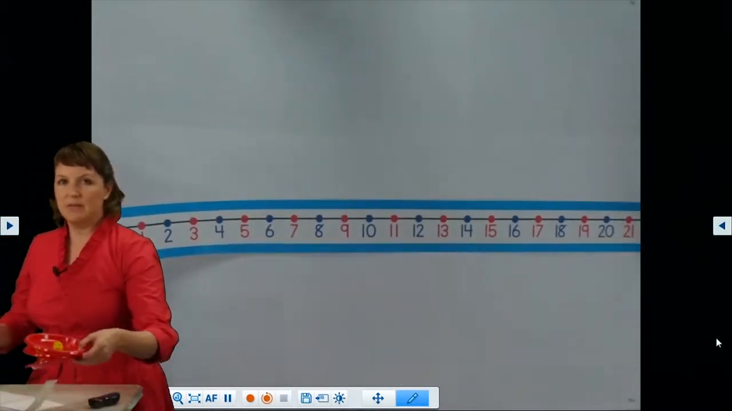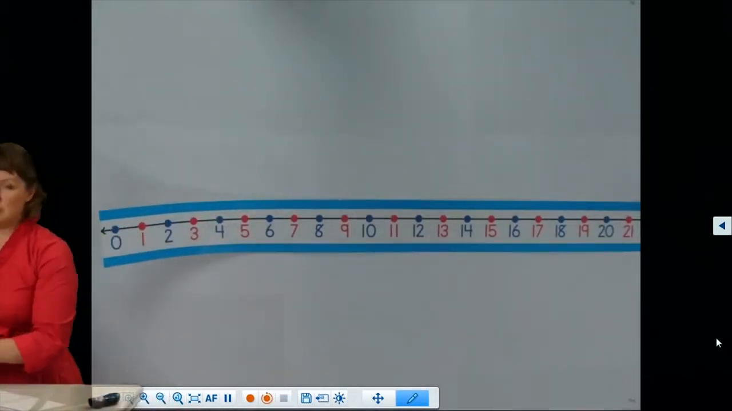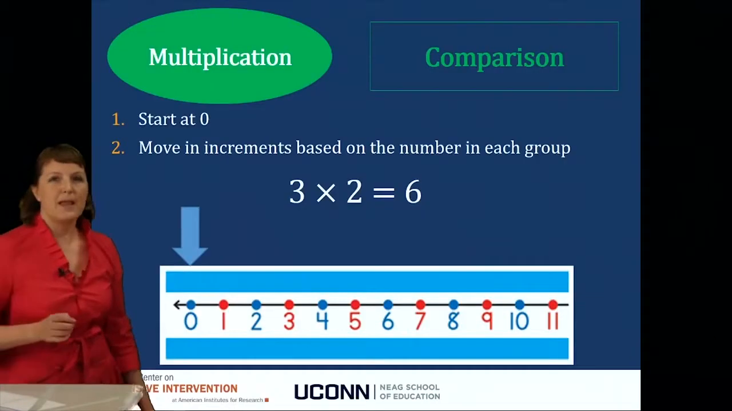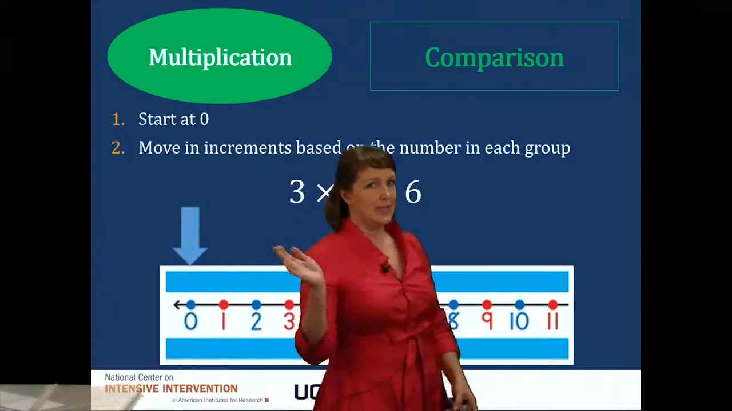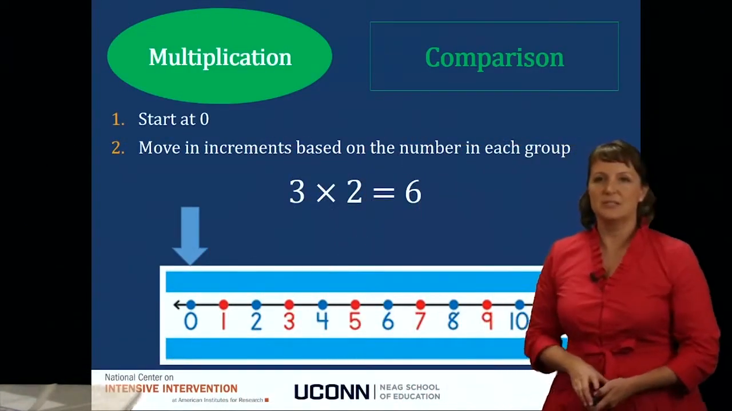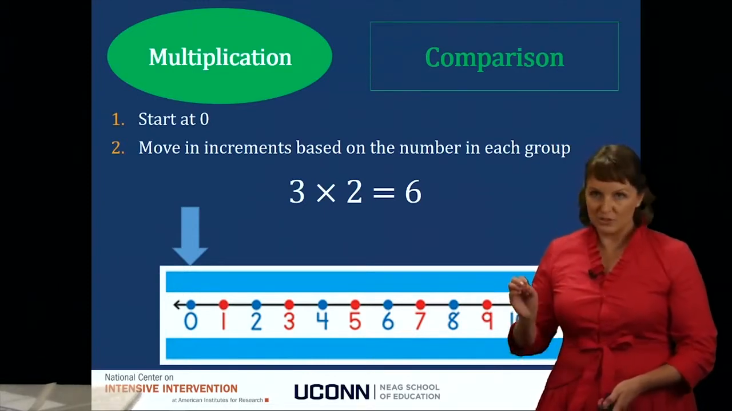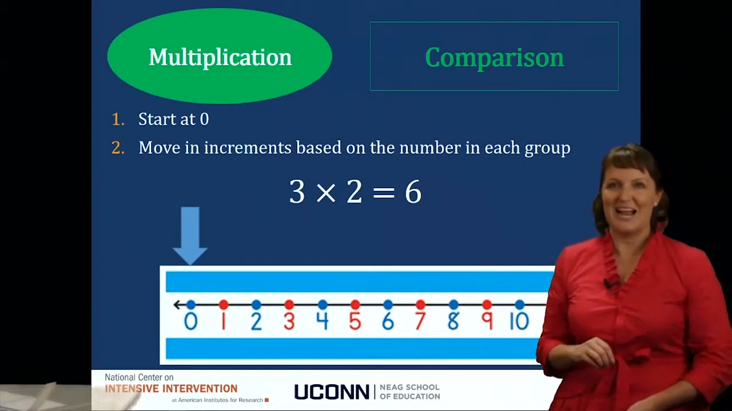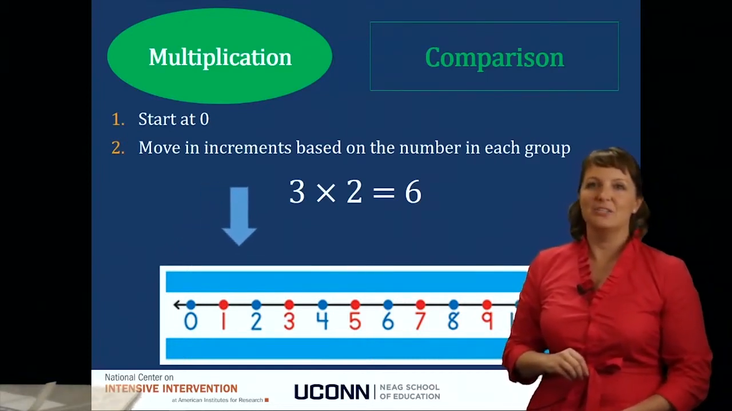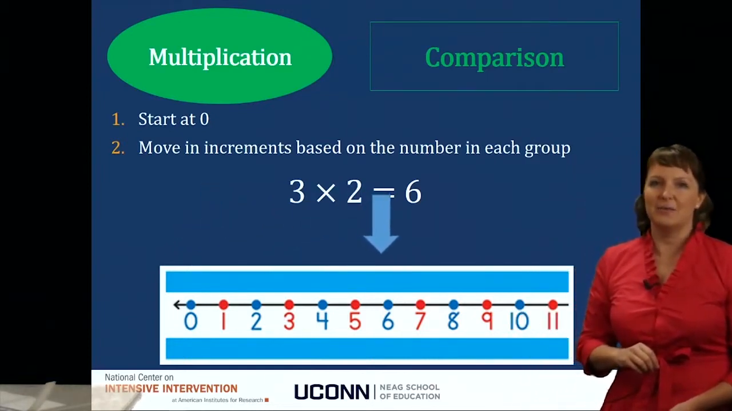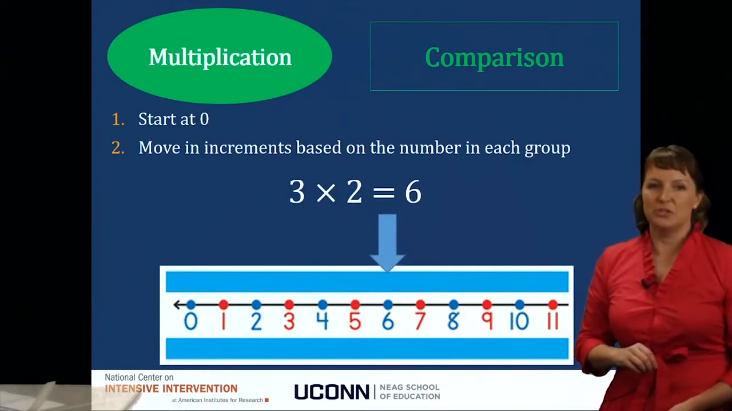Now what would this look like representationally? Let me go ahead and show you that right now. So here I've got my number line. It's actually pretty close to the one that we just looked at. And I start with 0, and then I'm going to jump in increments of 2 three times. So we've got 1 jump, another one, and another one. So 3 times 2 equals 6.